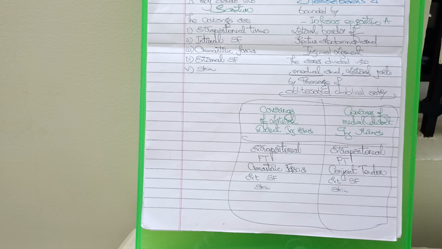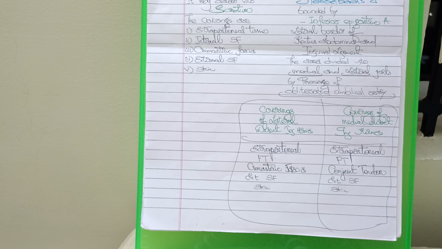What are the coverings of lateral direct inguinal hernia? Extraperitoneal fascia, transversalis fascia, cremasteric fascia, external spermatic fascia, and finally the skin. Then on right side, coverings of medial direct inguinal hernia: extraperitoneal fascia, transversalis fascia, conjoint tendon, external spermatic fascia, and skin. See, in place of cremasteric fascia, there is conjoint tendon in medial direct inguinal hernia.